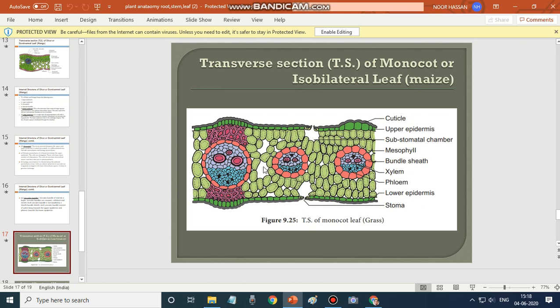I am repeating, a large number of vascular bundles are seen. Some are smaller, some are larger. And here also, like the dicot leaf, it is surrounded by a parenchymatous bundle sheath. And vascular bundles are conjoined, collateral and closed. Xylem is present towards upper epidermis and phloem is present towards lower epidermis. So this is all about monocot leaf.